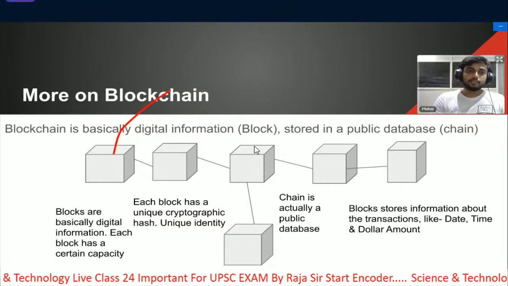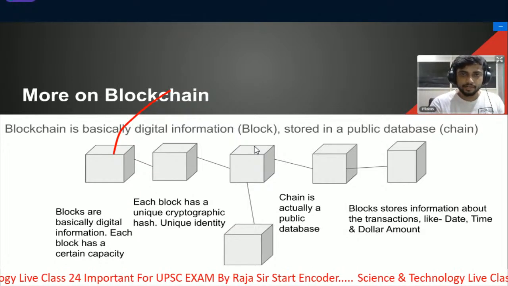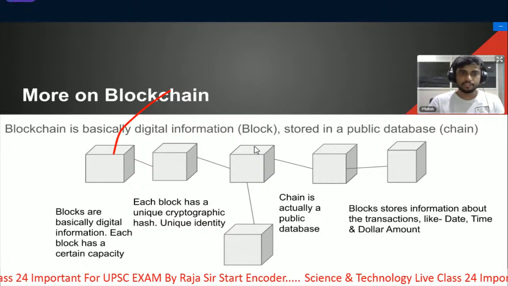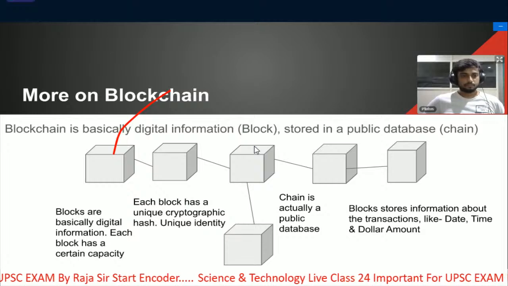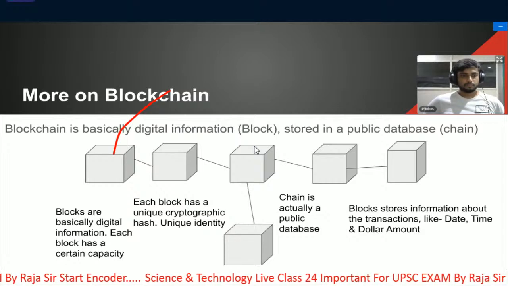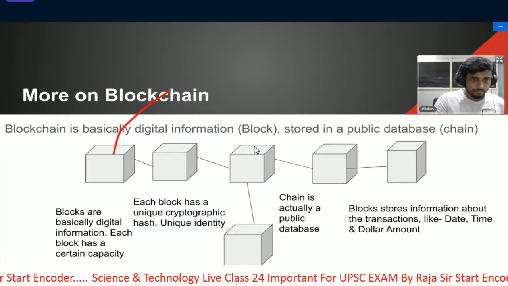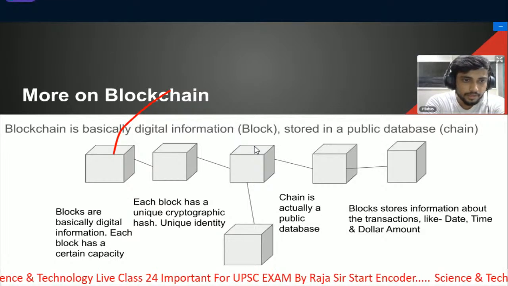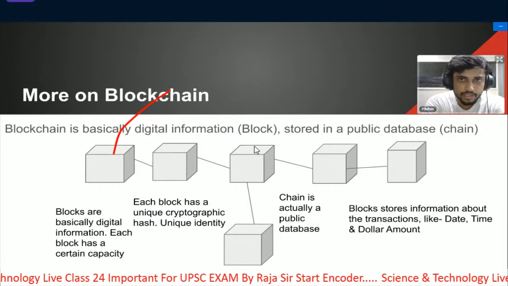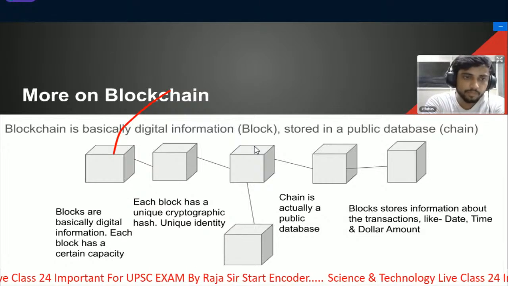Yes, Nitin, one block has only one hash. The identity will be unique. The hash is assigned to a block. Yes, Meenu. One block has the hash of itself, and it also contains the hash of the previous block.